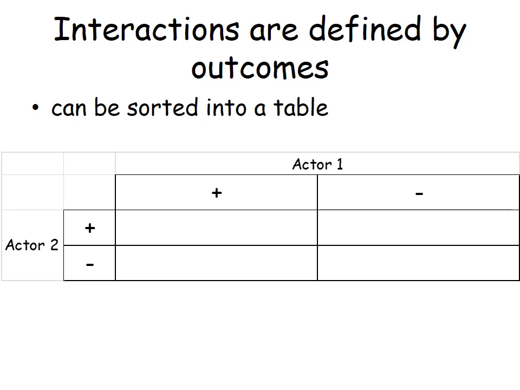Here I have a simplified way to represent all these different interactions. I have it separated by actor 1 and actor 2, and each of the cells represents a different interaction. The top left cell of this table would be an interaction that's positive for both actors. The top right would be negative for actor 1, positive for actor 2. The bottom left cell would be negative for actor 2, positive for actor 1. And the bottom right cell, of course, would be an interaction that's negative for both actors.